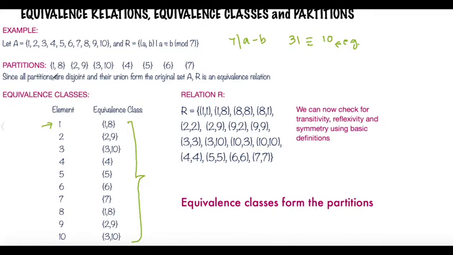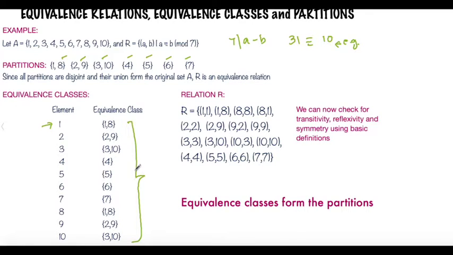Now if we find the partitions using these equivalence classes, we get these sets: 1 8, 2 9, 3 10, then 4, 5, 6 and 7. So we get 7 disjoint sets. When we take the union of these sets, we get the original set A. So this is actually an equivalence relation based on this observation of partitions.